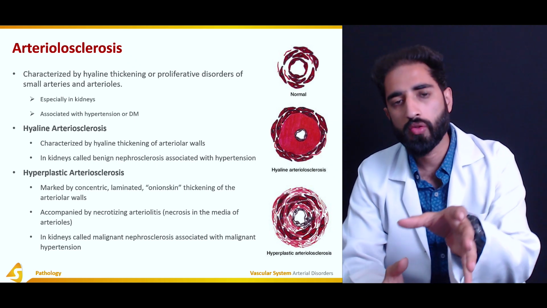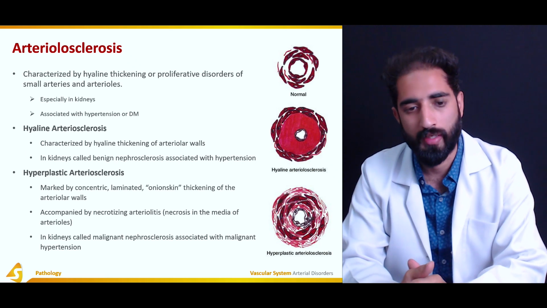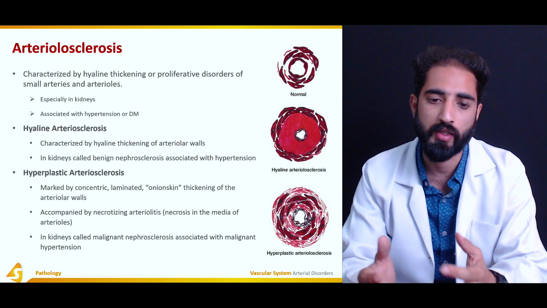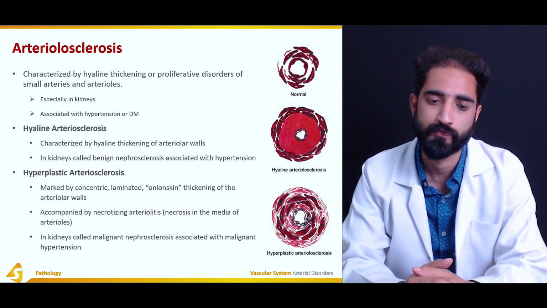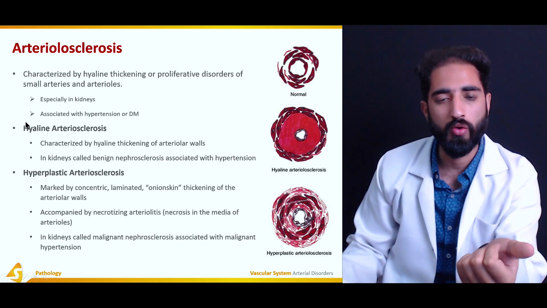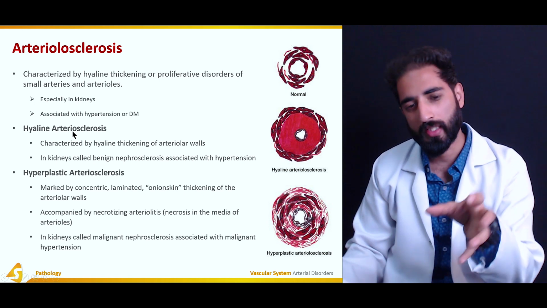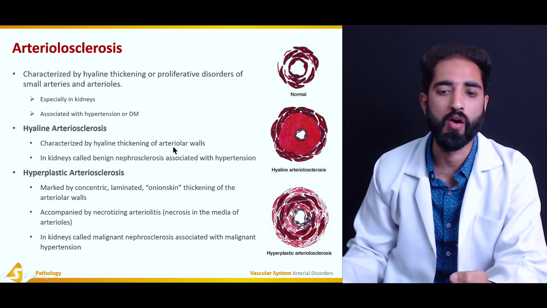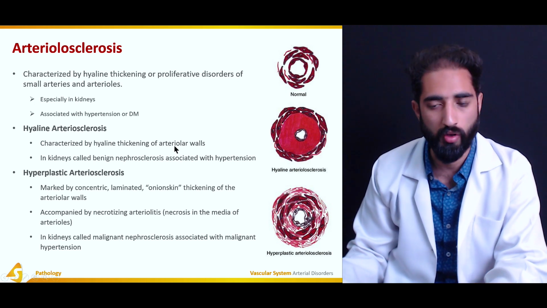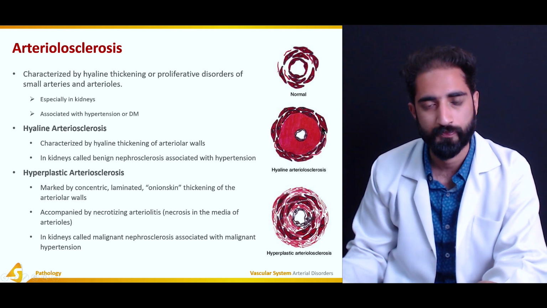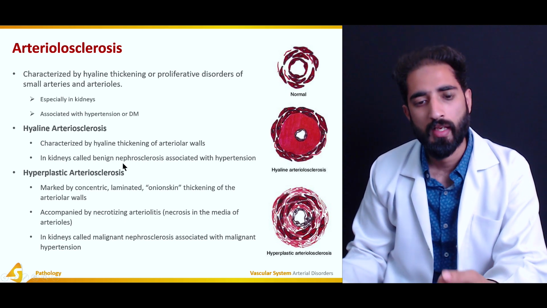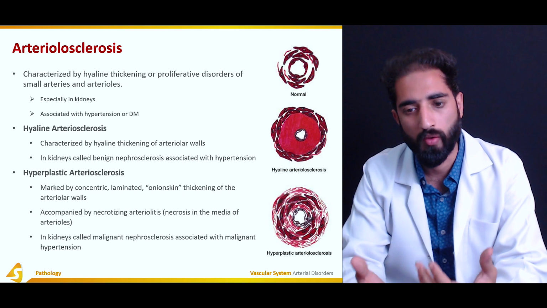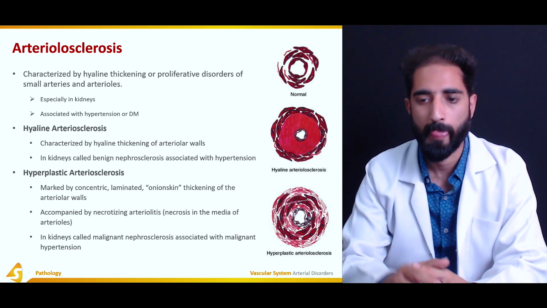that results in the activation of the renin-angiotensin system, which results in hypertension or increased blood pressure. Now, there are two types of arteriolosclerosis. One is the hyaline arteriolosclerosis and one is the hyperplastic arteriolosclerosis. Hyaline arteriolosclerosis is a less severe form and is characterized by hyaline thickening of arteriolar walls, as you can see in this picture. In kidneys, it is called benign nephrosclerosis associated with hypertension.